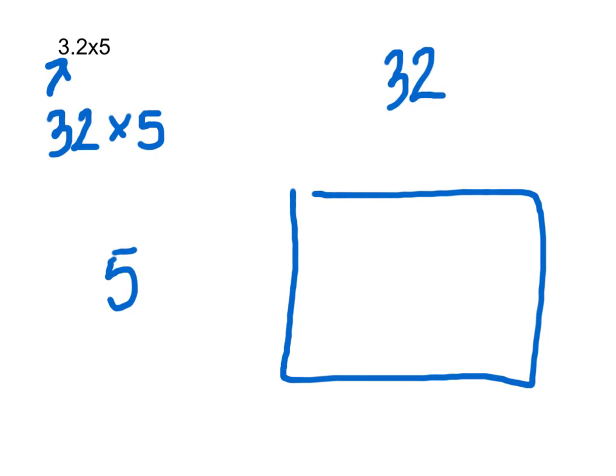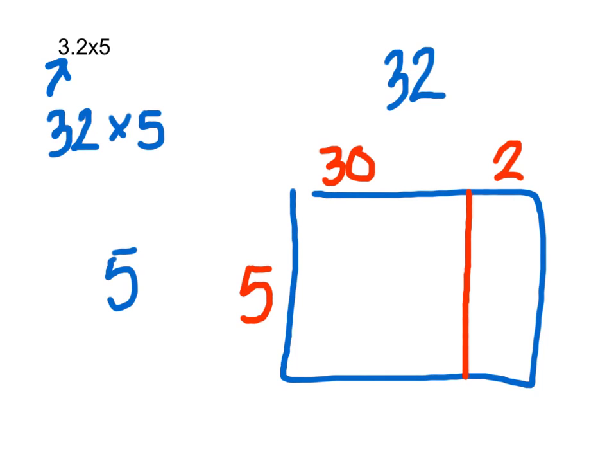However, 32 times 5 is a bit big, so I'm going to break it up into two numbers. So 32 will be broken up into 30 and 2. Remember to cross down for your array. And 5 is going to stay the same because I know my math facts by 5. Now I'm going to set up the problems. I know that I'm going to multiply 30 times 5. And then I'm going to multiply 2 times 5.